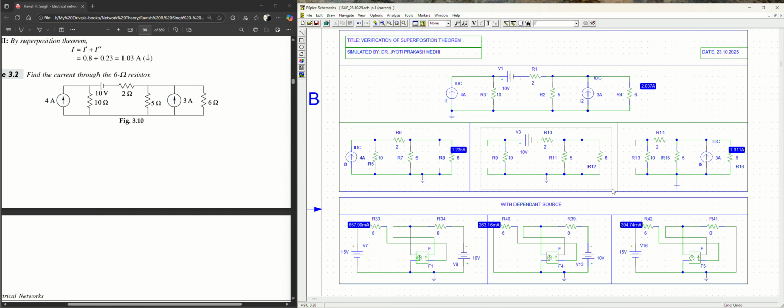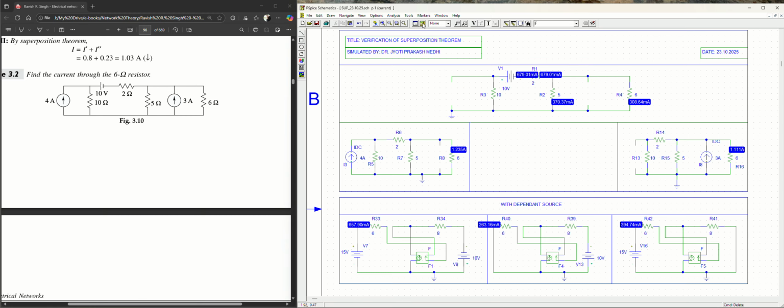have to redraw the circuit. Let me check that here itself. I hope that will work. We have to eliminate this source, eliminate this source, and keep only this one. So let's run it. The current we are getting is 0.30864, which is in the opposite direction.